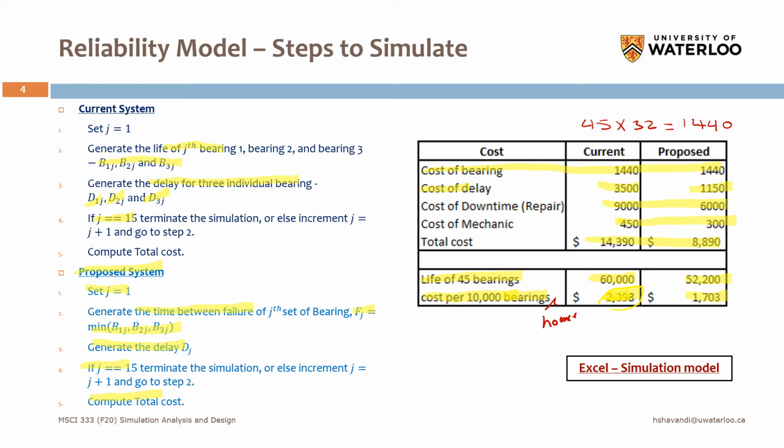So yeah, in the simulation model that we are going to have in Excel, we need to calculate these measures by the replications and the number of runs that we need to have. Then at the end, we can compare the 2 systems to see which one works better, okay?